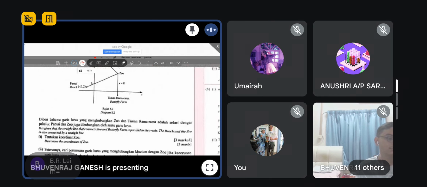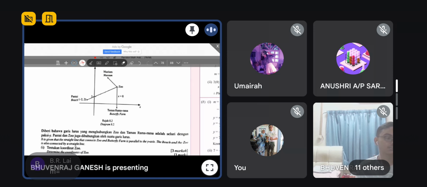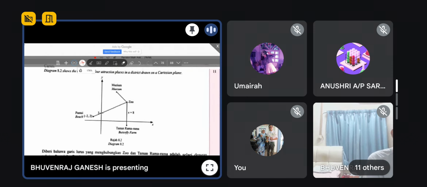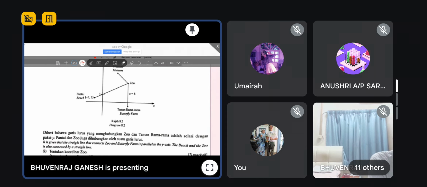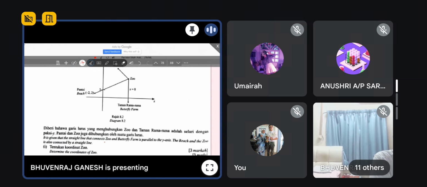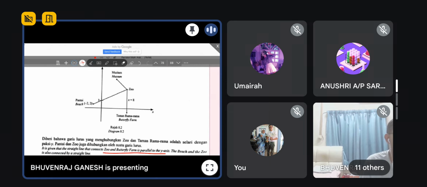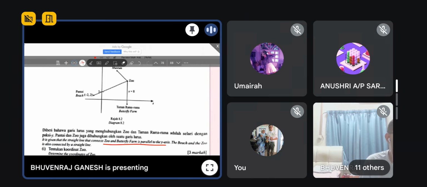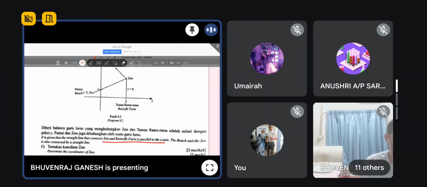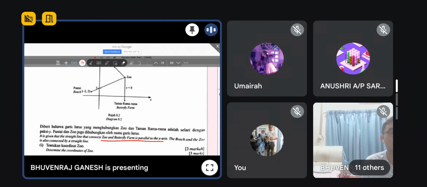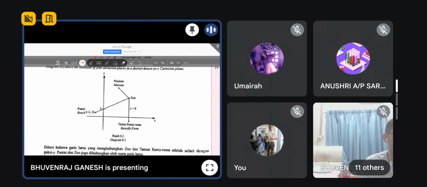Okay. Question B. The question is, determine the coordinate of the zoo. Okay, this one slowly. We have to go step by step. Okay, so mereka kata zoo and taman rama-rama selari dengan paksi Y. Okay, they are parallel to the y-axis. And then they say beach and zoo is connected by the same line. All right, so they ask you to determine the coordinate for zoo.